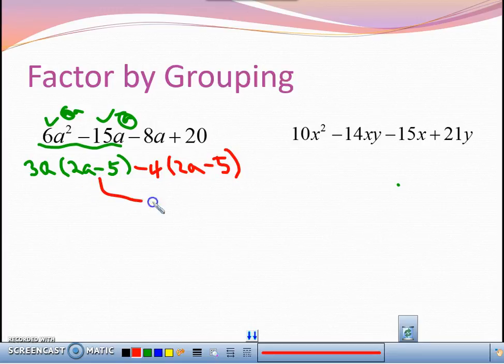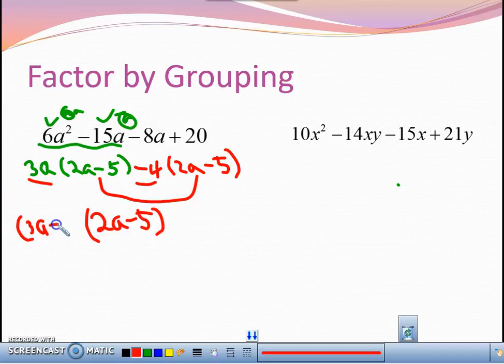So as you can see, you have the same parentheses. So right here, you're going to write that. And then in the front, you're going to write this, 3a minus 4. So you're done.